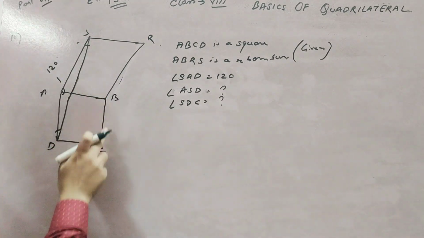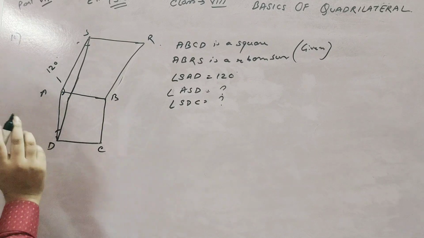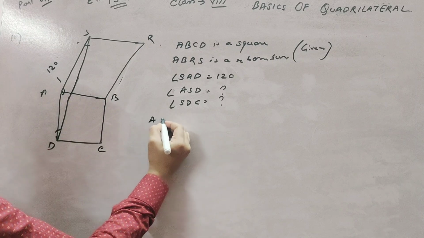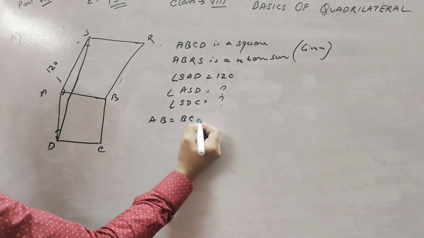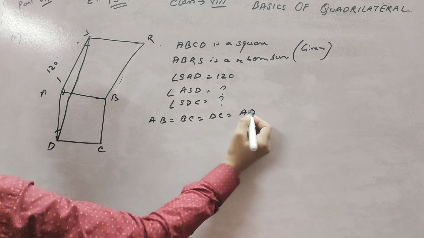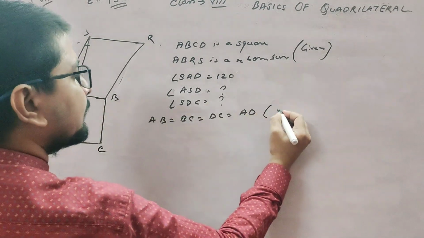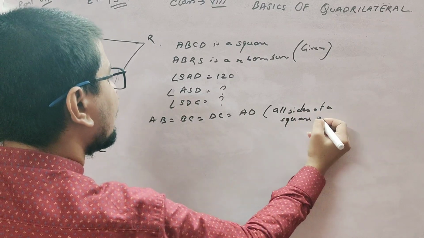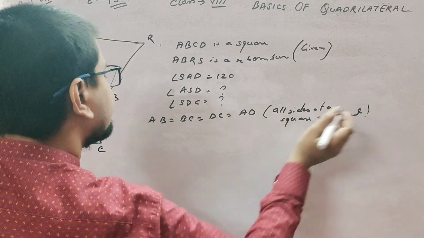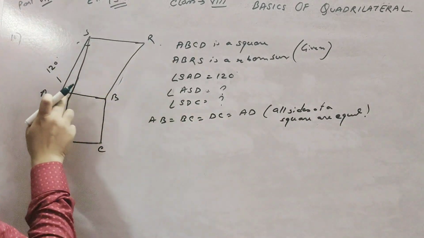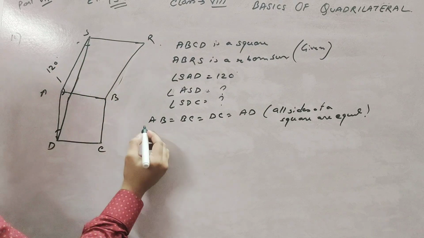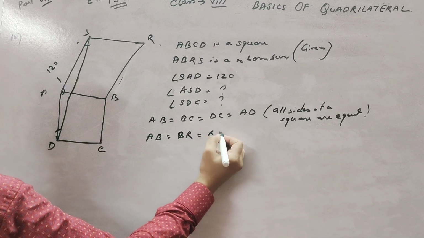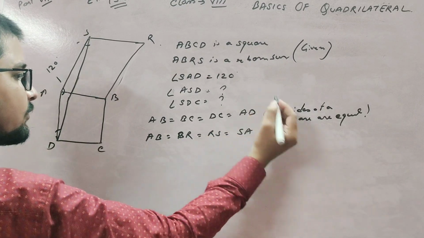So first of all you see ABCD is a square is given. See the question properly. ABCD is a square, that means AB, BC, DC and AD, all sides are equal, because we know that all sides of a square are equal. And this is rhombus ABRS, that means AB, BR, RS and SA is also equal.